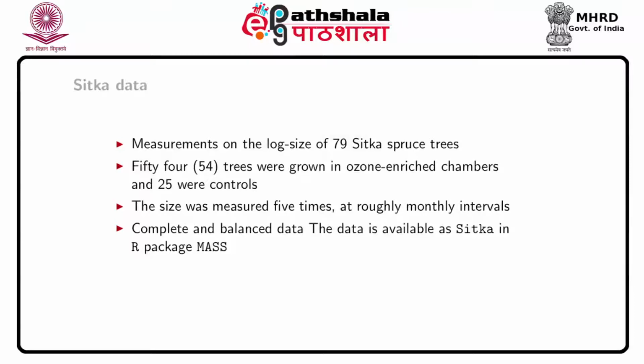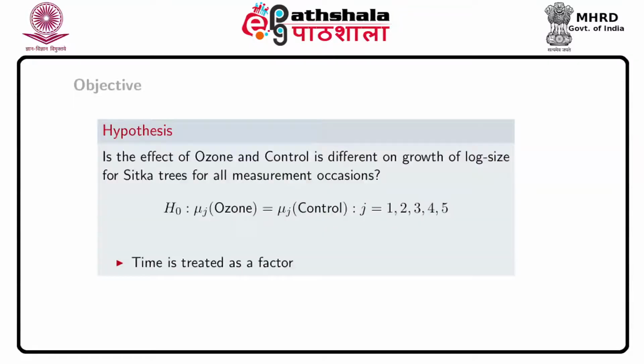Note that the Sitka data consists of measurements of 79 Sitka spruce trees, of which 54 were grown in ozone-enriched chambers and 25 were treated as controls. The size was measured 5 times at roughly monthly intervals, and the data is complete and balanced. There is no missing data, and each tree is measured 5 times. It is available as Sitka in the R package MASS.